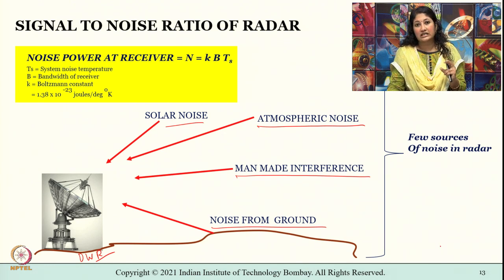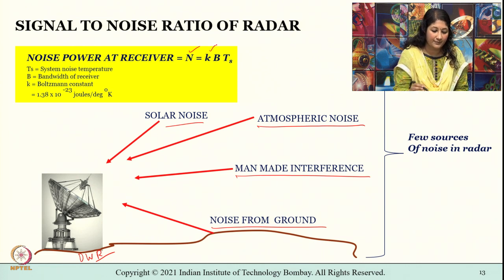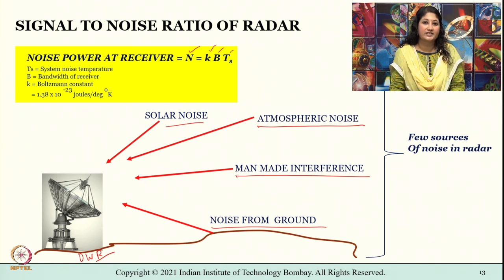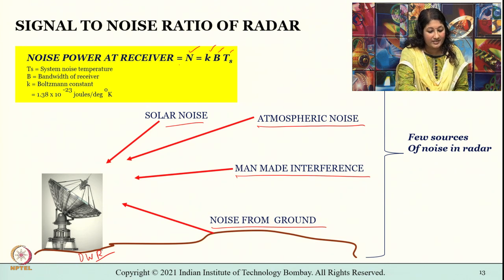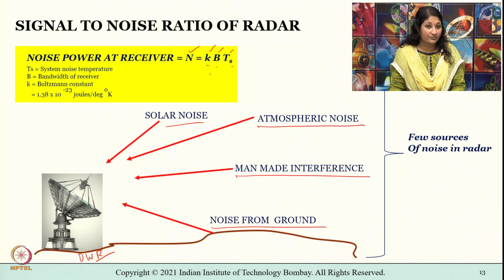And the noise power at receiver is denoted as capital N, which can be written as nothing but multiplication of K, the Boltzmann constant, multiplied by B, the bandwidth of receiver, and multiplied by TS, the system noise temperature. So what is this? This is the noise power at receiver, because while discussing the radar equation to get signal to noise ratio, we just divided PR by N and mentioned that it represents signal to noise ratio, but we never expanded N. So N, the noise power at receiver, can be written as K into B into TS, where K is the Boltzmann constant, B is the bandwidth of the receiver, and TS is the system noise temperature.